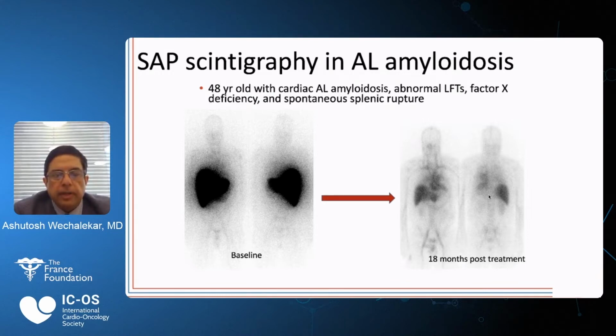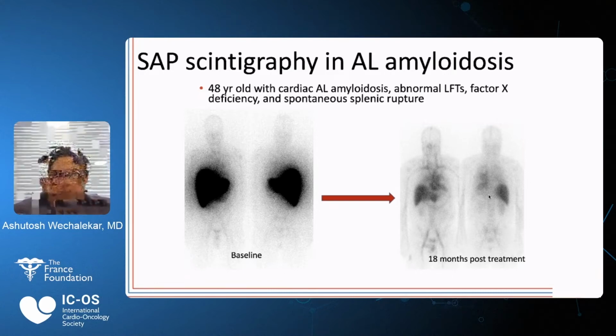On the left-hand panel, you can see his SAP scan, which shows a massively enlarged liver, which is very hot with a lot of uptake and no blood pool uptake. This patient went on to get chemotherapy with a bortezomib-based regimen and got a complete response and had a dramatic improvement in his liver function tests. When we repeated his scan at 18 months, you can see that the amyloid has regressed. The liver is no longer as massively enlarged as it was. It is massively shrunken. We would normally see a spleen, but this patient of course had a spontaneous splenic rupture and had to have an emergency splenectomy.